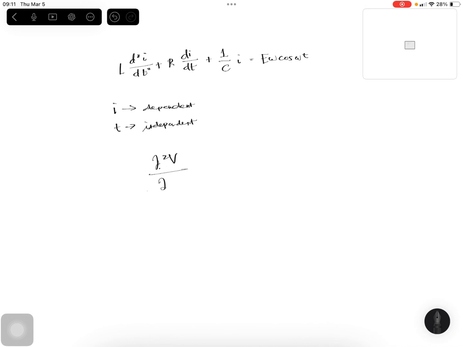So partial derivative of v with respect to x, second partial derivative I mean, plus second partial derivative of v with respect to y. So identify what the dependent variable is and what the independent variable is or are.